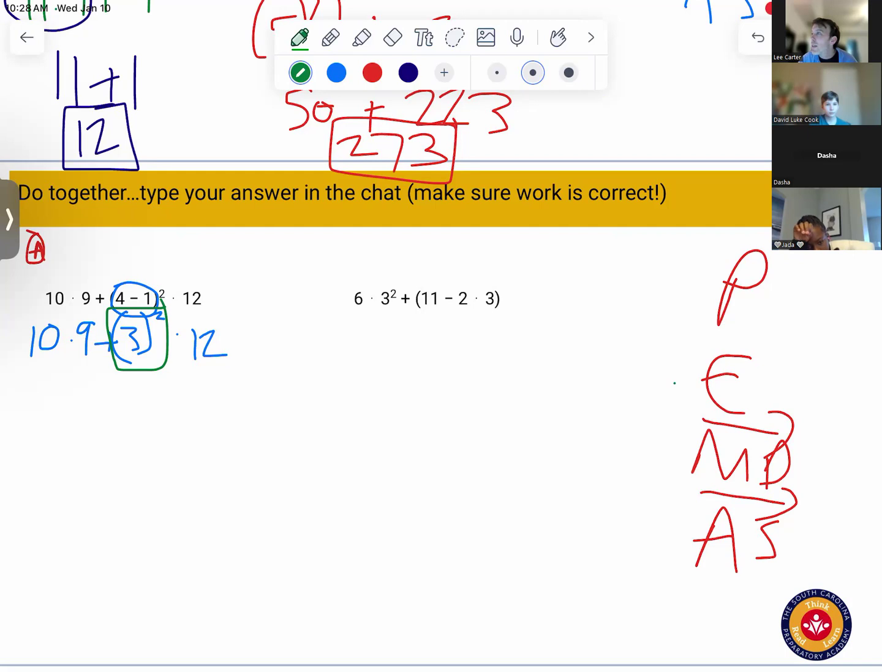So it looks like Lorraine and Sage have the same answer here. Okay, so 3 to the second power is 9. So your next step should be this.